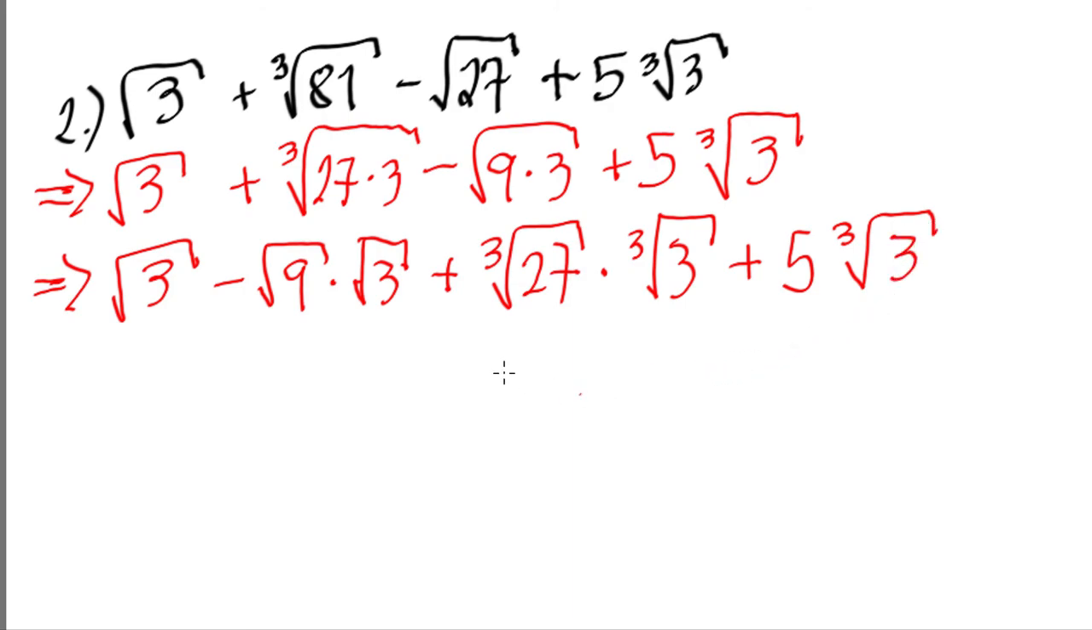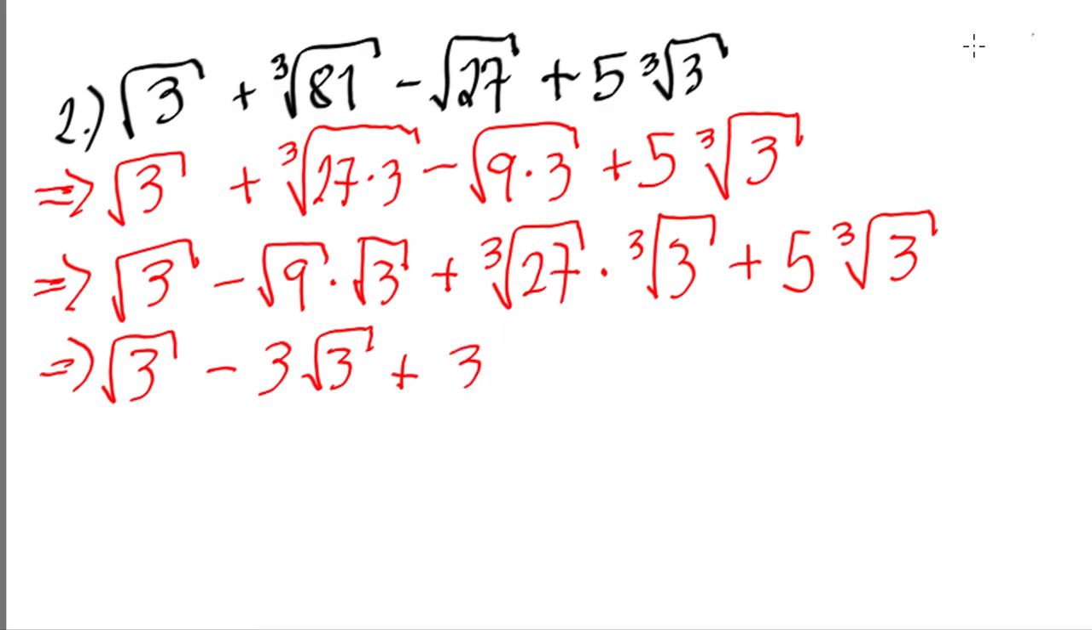Okay? So I think it's time for us to extract what we can extract with the perfect squares and perfect cubes. For the next line, we have the square root of 3 minus the square root of 9, which is 3. Multiply that by the square root of 3, it's okay to not write the raised dot anymore. Plus the cube root of 27 is equal to 3 because 3 times 3 times 3 is 27. That is 9 times 3. So multiply that by 3 cube root of 3. Plus 5 cube root of 3.